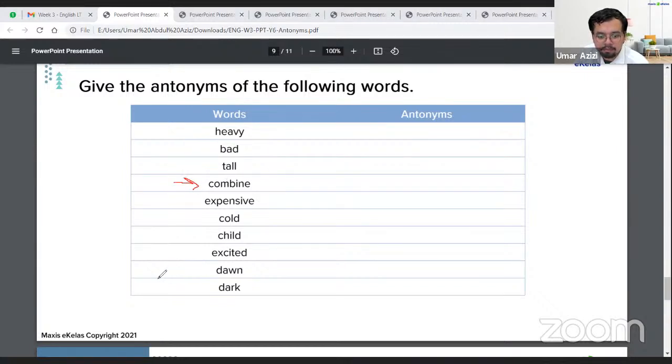Let's do combine and dawn. These are tricky ones. I think this one will be fun to do. So combine and dawn. First person to answer both antonyms for combine and dawn correctly, I will read out the answers, okay? First person to get it correct. Combine and dawn.